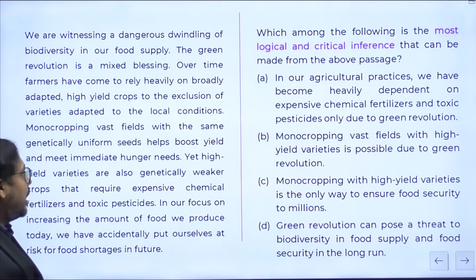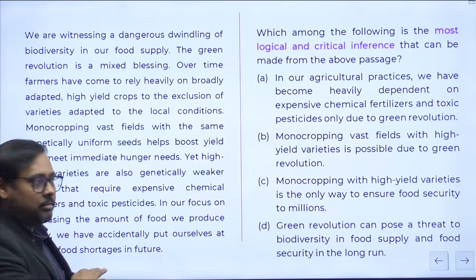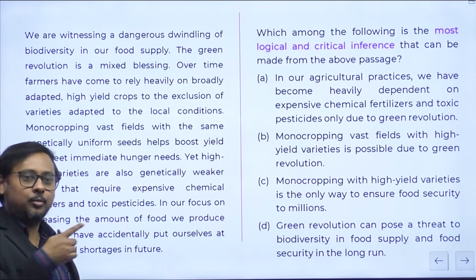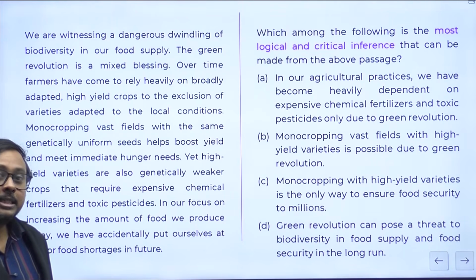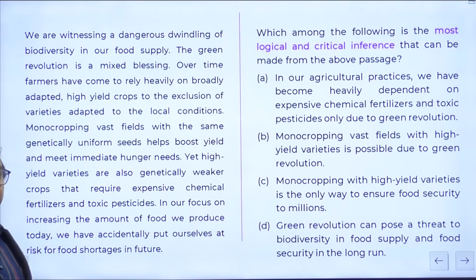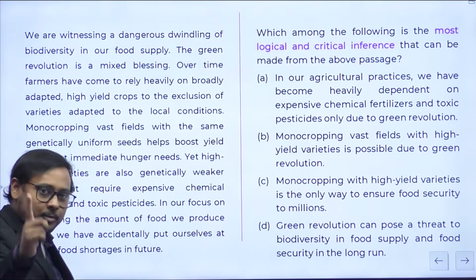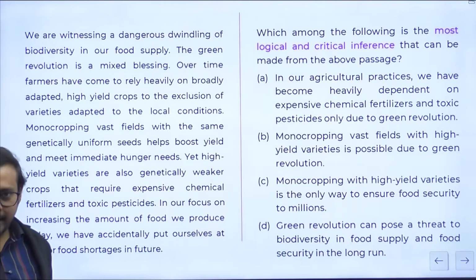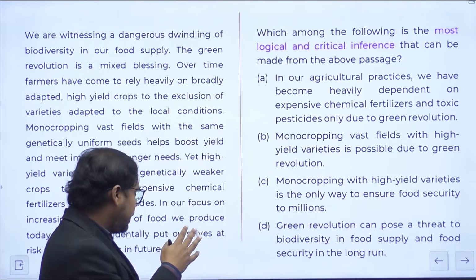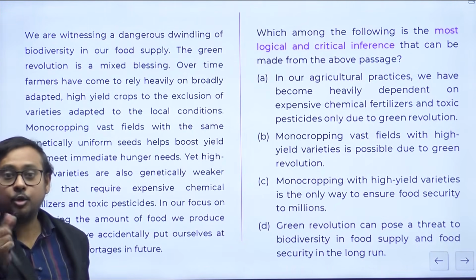Okay, monocropping vast fields with high yield varieties is possible due to green revolution. Why is this wrong? If you understand why this is wrong, trust me, the issue with those two options will not happen. Why is B wrong? Excellent. That is one reason. Here they have directly stated that monocropping vast fields with high yield varieties is possible due to green revolution. It is a causality issue.